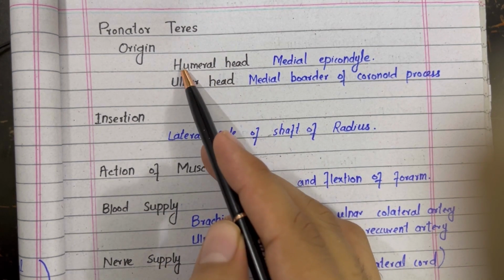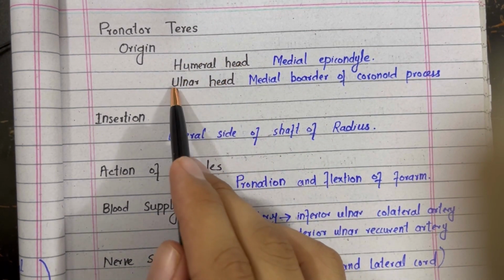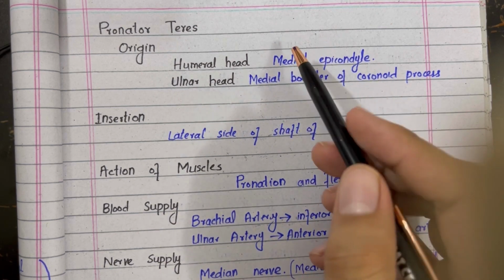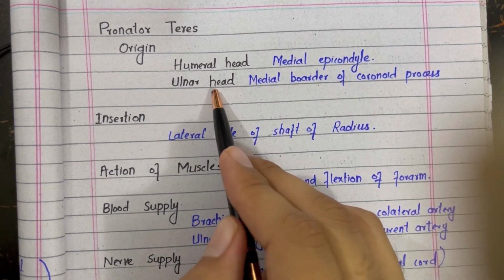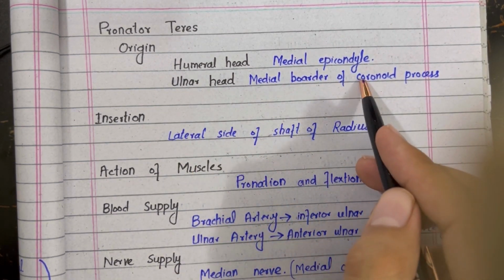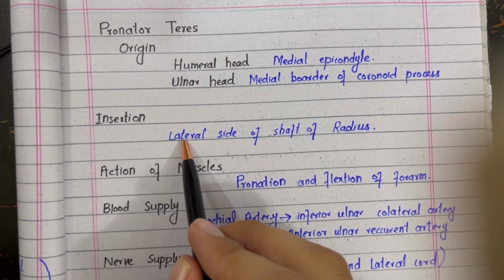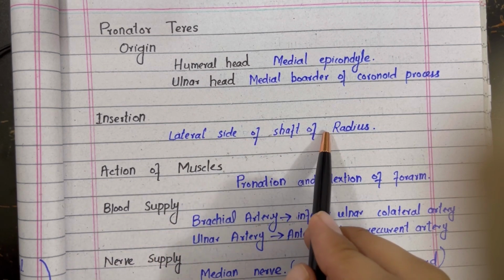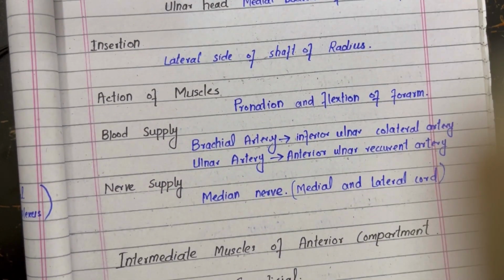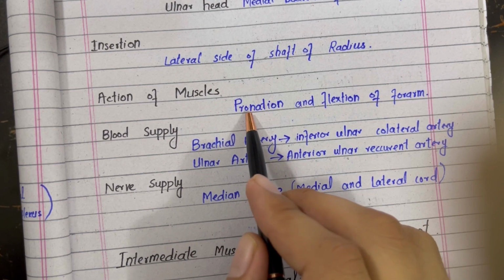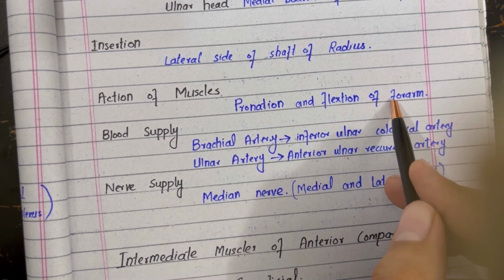Now student, as we have studied the anatomy of the pronator teres muscle, we will review this muscle as it has two heads, the humeral head and the ulnar head. The humeral head originates from the medial epicondyle, while the ulnar head originates from the medial border of the coronoid process. This muscle runs inferiorly and laterally and inserts on the lateral side of the shaft of the radius bone. The action of the pronator teres muscle is the pronation and the flexion of the forearm.